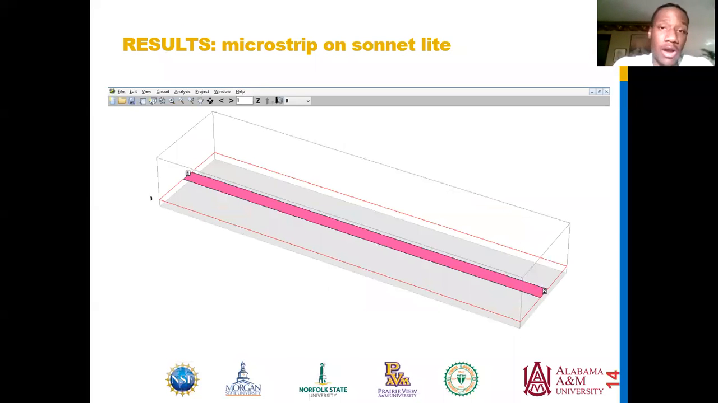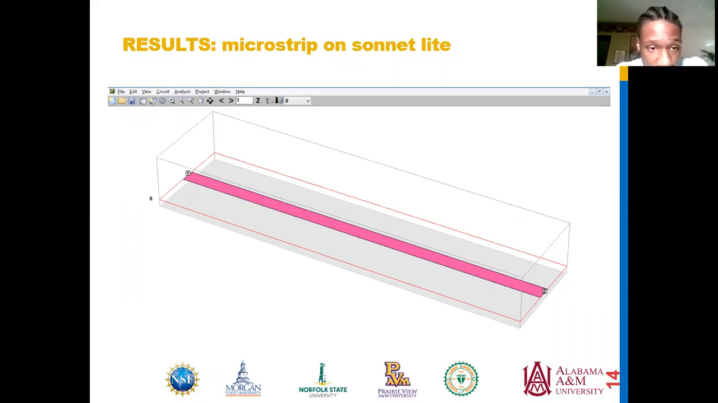Here's our 3D microstrip on Sonnet Lite. As you can see, we have port 1 and port 2 on the left and right. Port 1 is input, port 2 is output. The pink line in the middle, as you can see, is our transition line, which is 50 ohms.